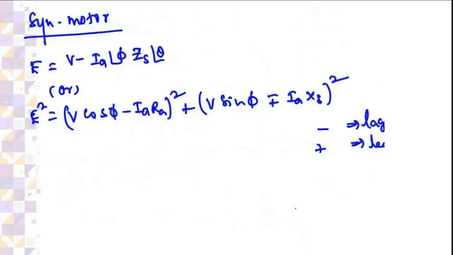The same EMF equation you can use for a synchronous motor also. For the motor, we give the supply, so supply minus drop is equal to EMF. Here the current direction gets reversed. So in the same formula, instead of plus or minus IAXS, you will get minus or plus IAXS. So here minus is for lagging and plus is for leading.